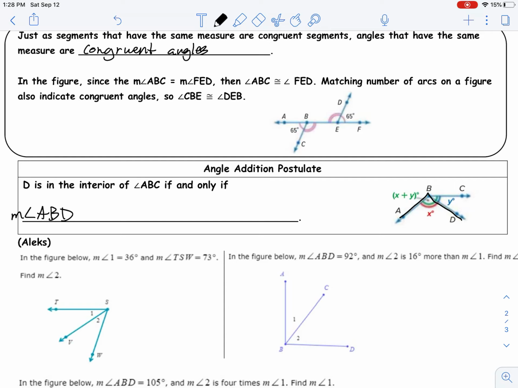Oops, and I forgot already. I'm going to have to put measure there, the measure of angle ABD, because I'm going to actually be using an equal symbol on this one. Measure of ABD plus the measure of the smaller angle, DBC, equals, we said the whole thing, which was the measure of A to B to C. And that is our angle addition postulate.